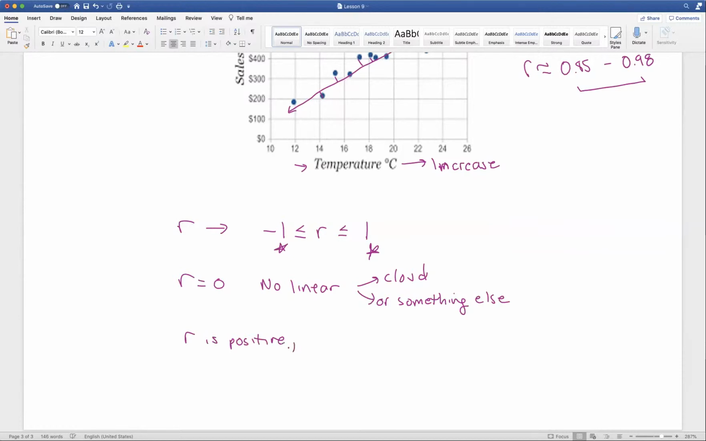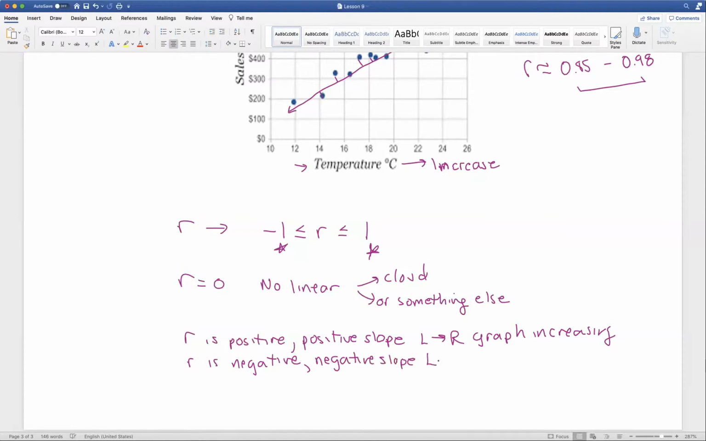that means we have a positive slope. That means from left to right, our graph is increasing. If r is negative, that means we have a negative slope. That means from left to right, the graph is decreasing. So the graph goes down from left to right versus up.